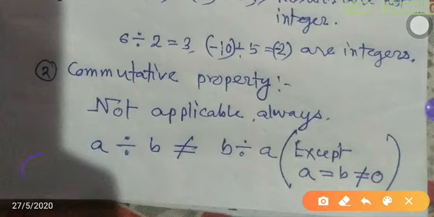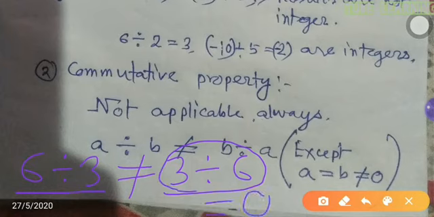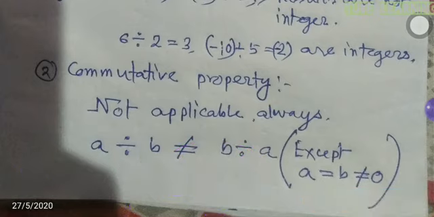Suppose I am writing 3 divided by 6, or 6 divided by 3. 6 divided by 3 is not equal to 3 divided by 6, because 6 divided by 3 equals 2, but when you divide 3 by 6, this will become a decimal number. So they are not equal. This is the commutative property. The commutative property in case of division is not always applicable.